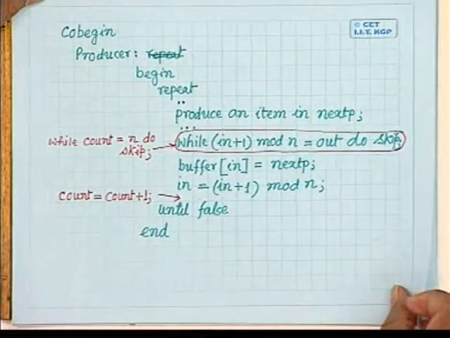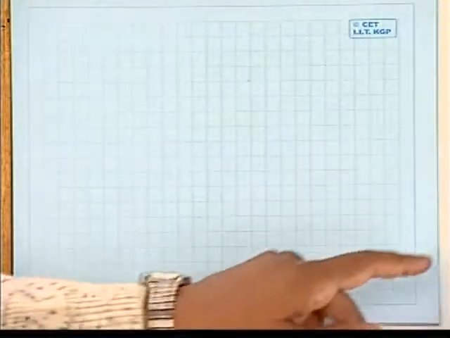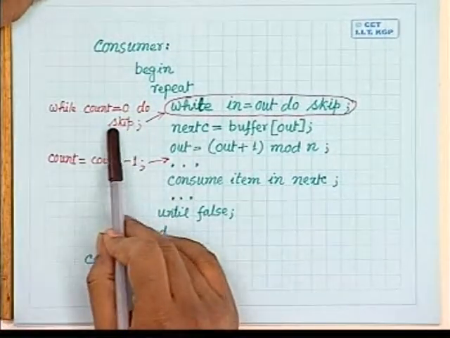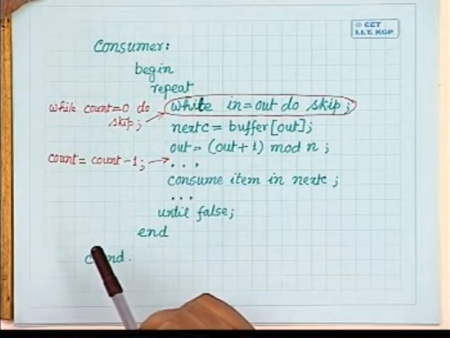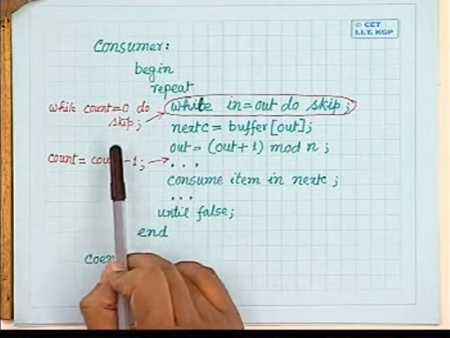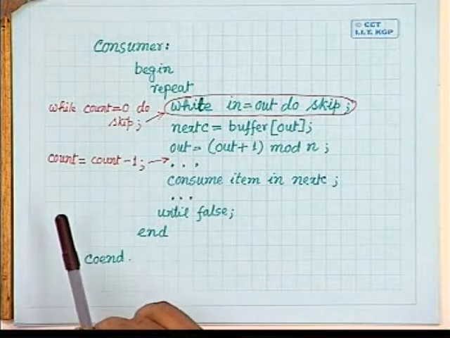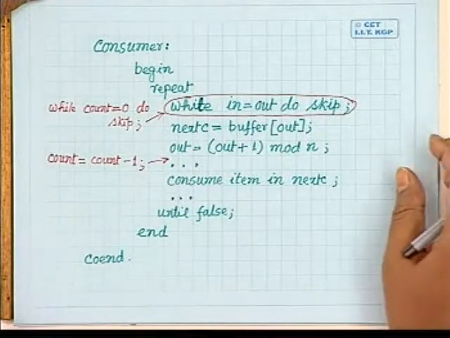Similarly, the consumer process, while trying to consume an element from the buffer, checks whether the count value is equal to 0 or not. Count equal to 0 indicates that the buffer is empty, so the consumer process cannot consume any item because there is no item. If count is greater than 0, only then can the consumer process consume an item. After consuming an item, it has to reduce the value of count by 1, because the number of elements present in the buffer is now less by 1.